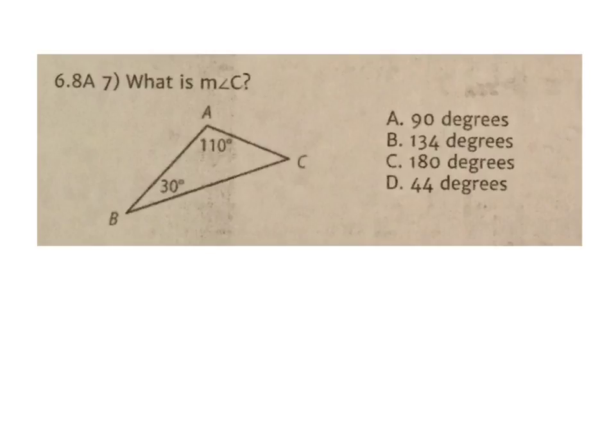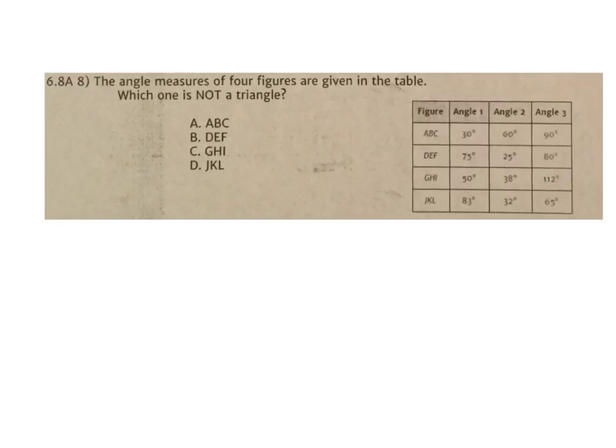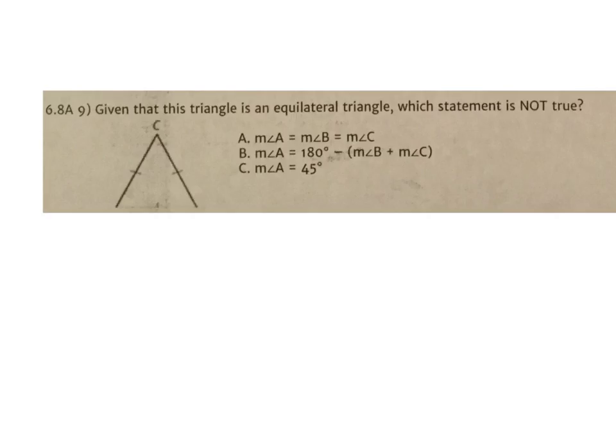Number 7. What is the measurement of angle C? Number 8. The angle measure of 4 figures are given in the table. Which one is not a triangle? Number 9. Given that this triangle is an equilateral triangle, which statement is not true?